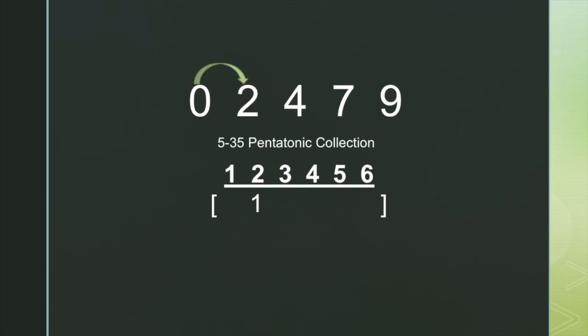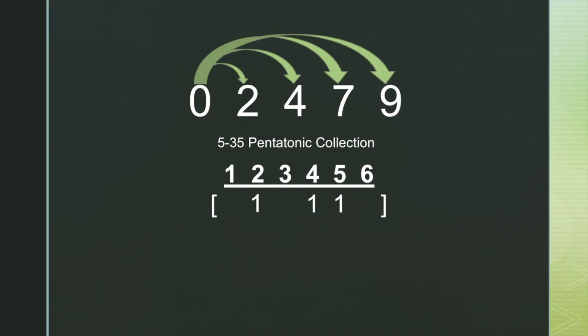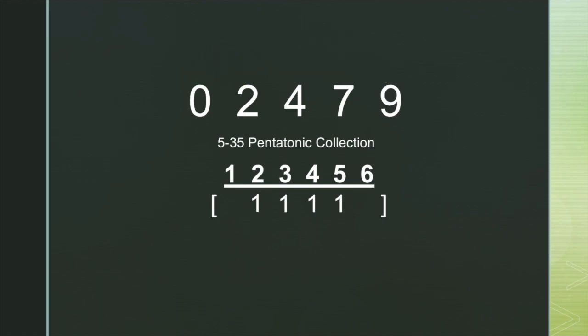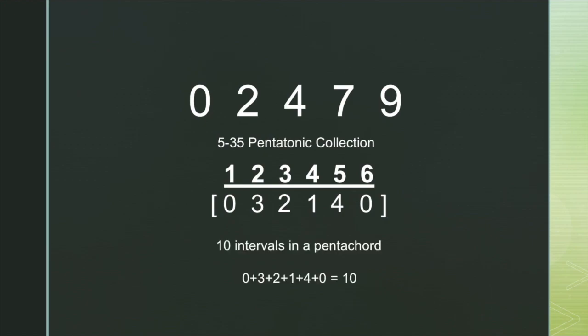From 0 to 2 is IC2, 0 to 4, IC4, 0 to 7, IC5, and 0 to 9, IC3. Moving the starting position to the right, 2 to 4 is IC2, 2 to 7, IC5, 2 to 9, another IC5. From 4 to 7 is IC3, and 4 to 9 is IC5. Finally, 7 to 9 is IC2. The interval class vector 0 plus 3 plus 2 plus 1 plus 4 plus 0 sums as it should to 10.